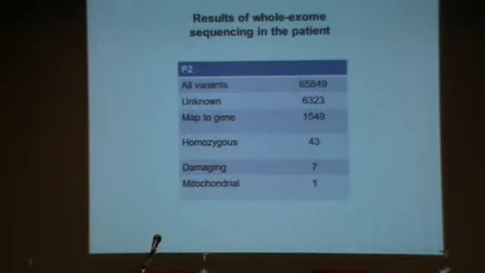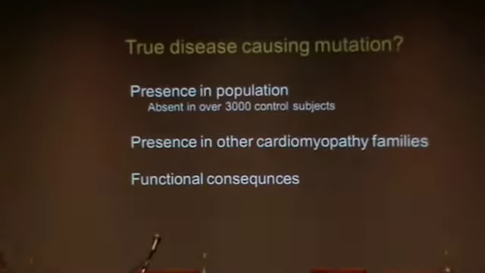So this is what we did in the case of this child, and when we looked at all the variants that she had, there were 65,000. But then you can start filtering the different changes out. You can ask how many of them are unknown, that do not occur in the normal population. That was only 6,000. Which ones are really part of a gene? You get down to 1,500. And then in Finland, we have a lot of our own disorders, and there may be some distant relatedness between the parents, even though we don't know that. So we asked how many of these gene defects were present in both copies of the gene, and they were 43. Out of those, 7 were damaging and only 1 affected mitochondrial function. So that was a new gene at the time.